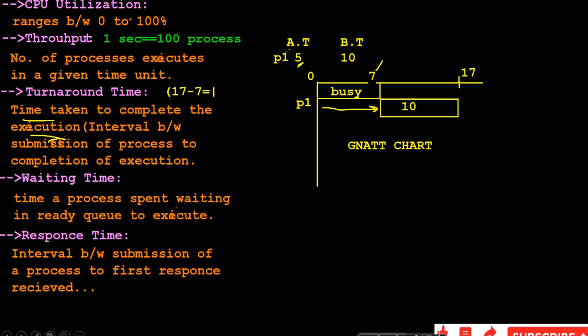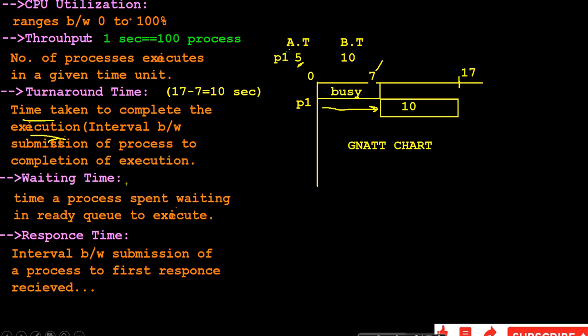So turnaround time here will be 17 minus 7, which is 10 seconds. Again, turnaround time is the interval between submission of a process to the CPU and the completion of its execution. This is called turnaround time.